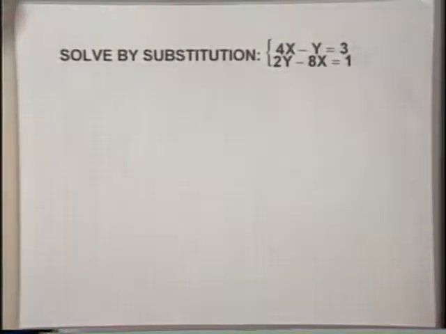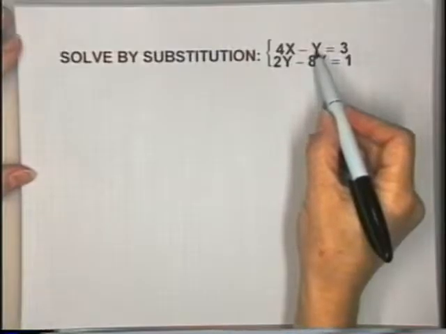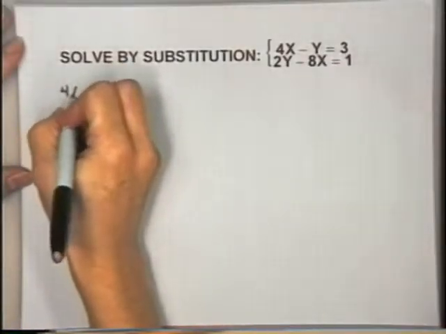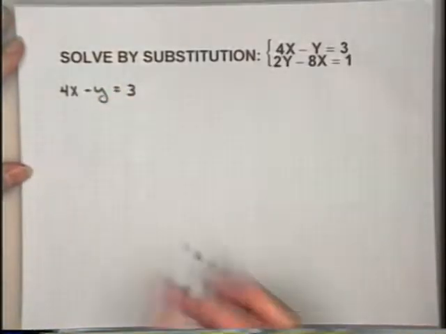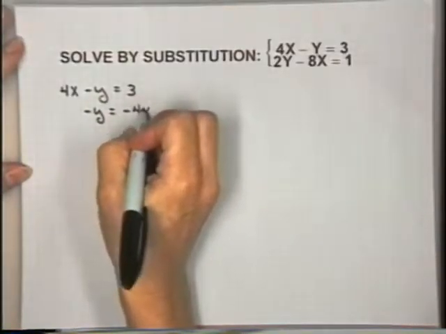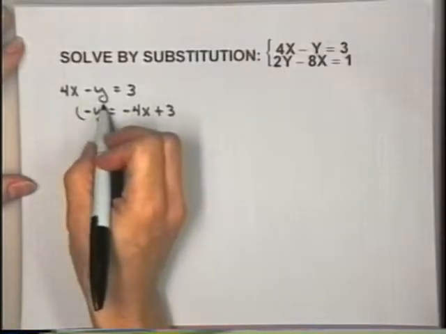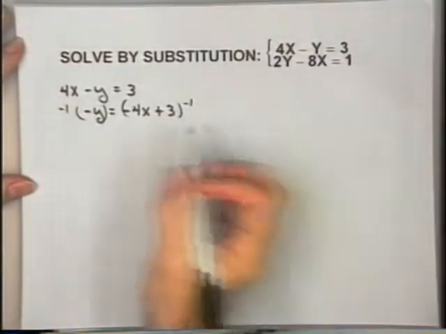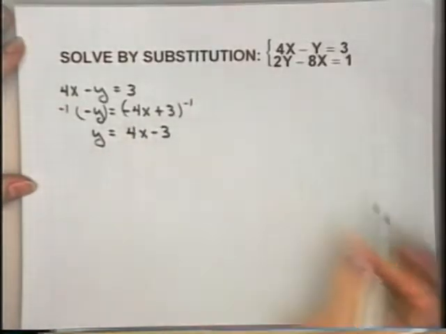Solve by substitution. Do you see one of the variables in one of those equations that might be easy to solve for? Look for a coefficient of either 1 or in this case negative 1. Do you see it right here? Okay, so we're going to take that first equation, 4x minus y equals 3, and we're going to solve for y. I'm going to subtract my 4x. Notice that leaves me a negative y equals negative 4x plus 3. Now I don't want negative y, so I'm going to multiply both sides of my equation by negative 1. That gives me a positive y, positive 4x, and minus 3.